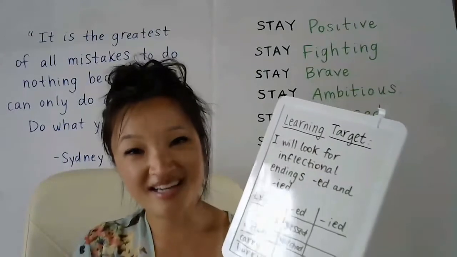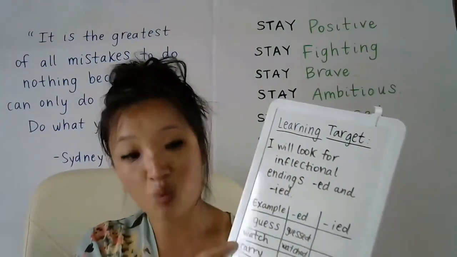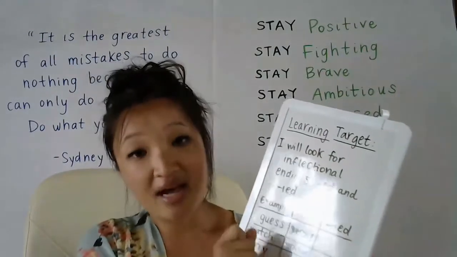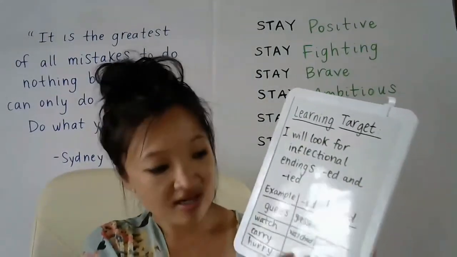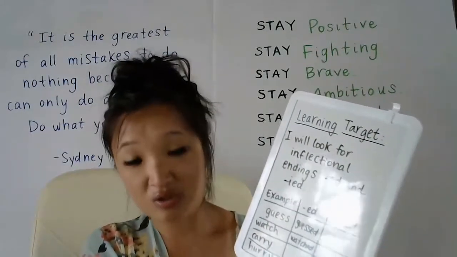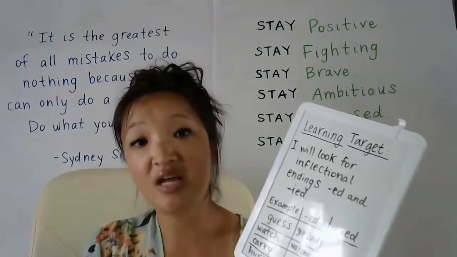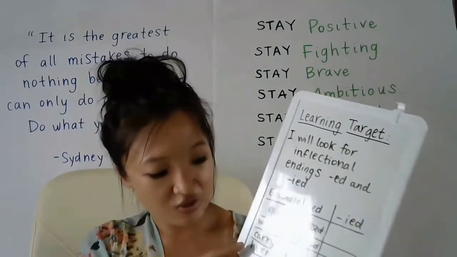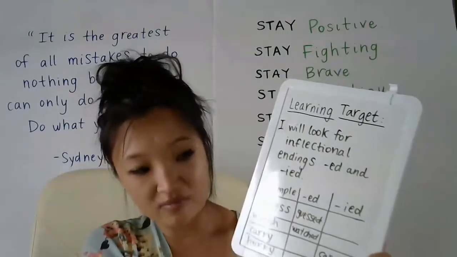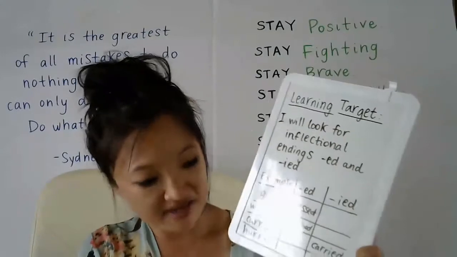The tricky one is the IED. Sometimes when there is a word that ends in Y, you add the IED to it for the spelling. For example, carry: instead of the Y, you take that out and add the IED to it. But the inflectional ending still means the same thing, that it happened in the past. So carry becomes carried, and you see that the IED is in place of the Y.